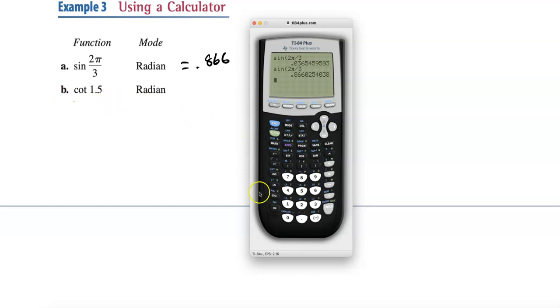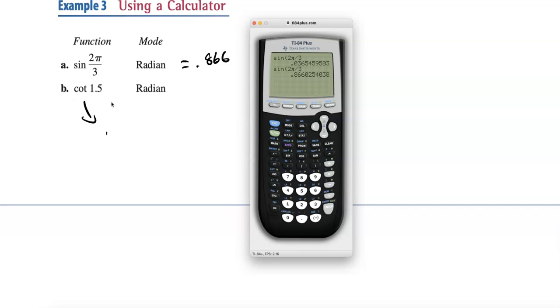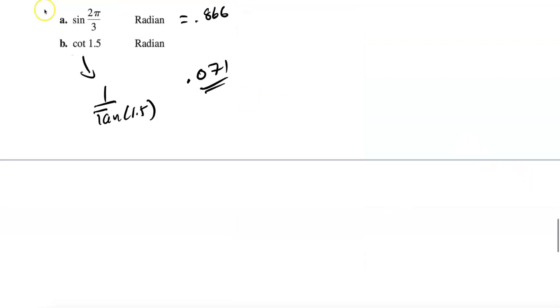And cotan, how do you do it? I don't see cotan here. You have to remember, cotan is the same thing as 1 over tan. The calculator's most likely not going to have cotan, so you have to put 1 over tan. You have to know your math. 1.5, again still in radians. So 0.071, we'll say. So that's how you put it in your calculator. And that is it.